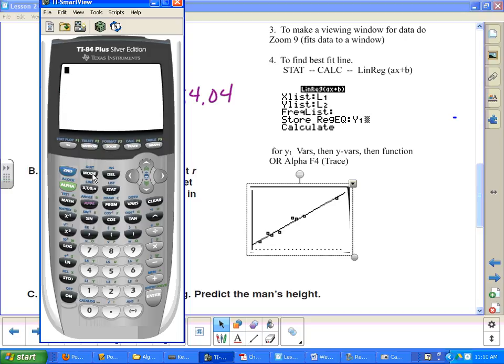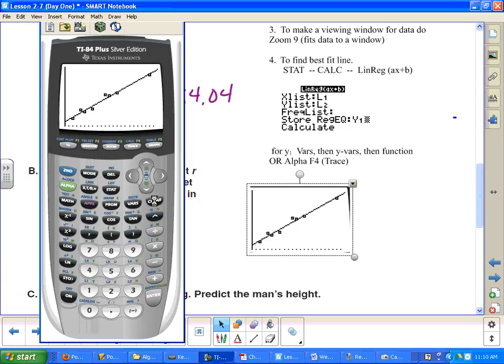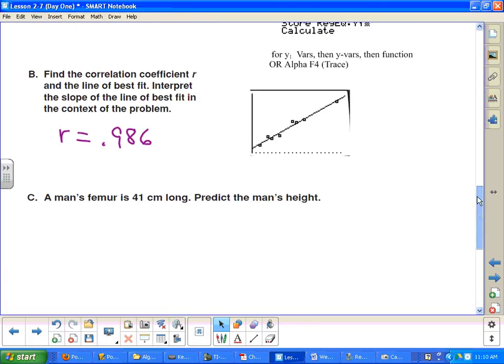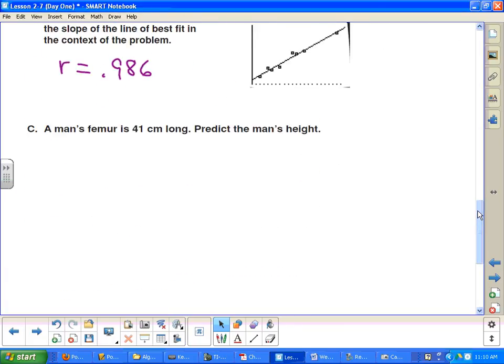So we did Stat and Calc, number 4. Trace. Oh, there we go. You got it now? Okay. Now, we'll do another one, and then we'll spend another day on this, but that's okay.